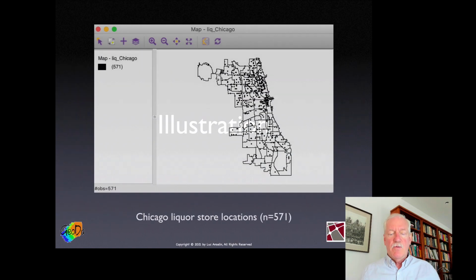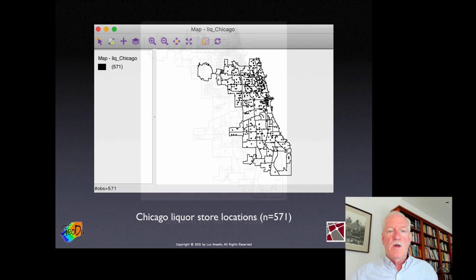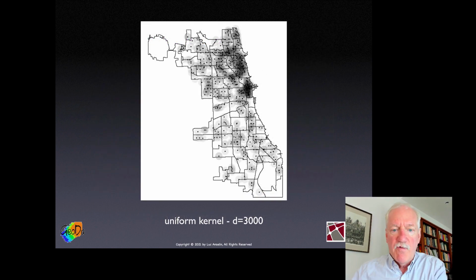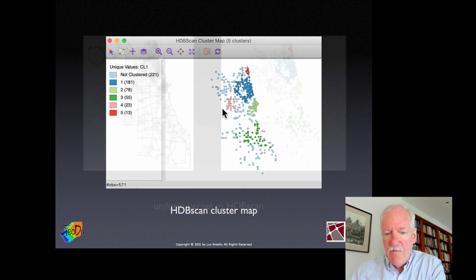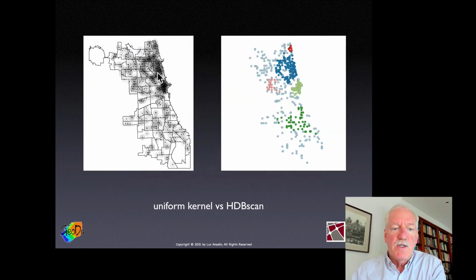Let me illustrate this. We again have our liquor stores, and just to refresh our memory, this is the uniform kernel, which, as we had seen previously, corresponds closely to the result found for DBSCAN. And HDBSCAN finds quite a different result because we have, first of all, only 5 clusters, and they now include a whole cluster down here and out here in the west, which we didn't have in the original DBSCAN results, which basically focused just on this region and ignored everything else.